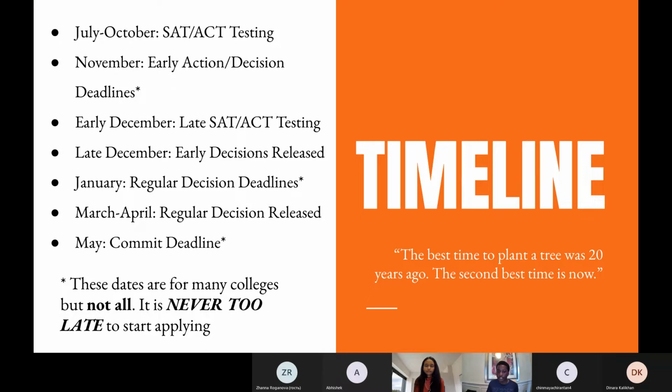One final thing to stress though about timeline, you can look at this slide to get the dates of when tests are available. It's never too late to start applying to colleges. So please don't feel like you're seeing the dates on the screen and thinking, I'm panicking, I need to buy an SAT textbook right away, I need to do X, Y, Z.